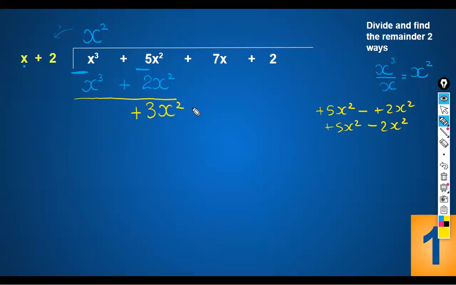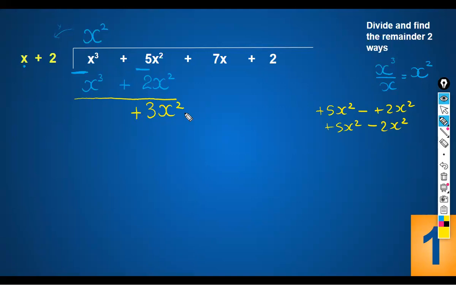I'm not going to focus too much on the arithmetic today, because I have to assume that you're pretty okay with it. Everybody with me so far? Positive 5x squared minus positive 2x squared is positive 3x squared. Great.